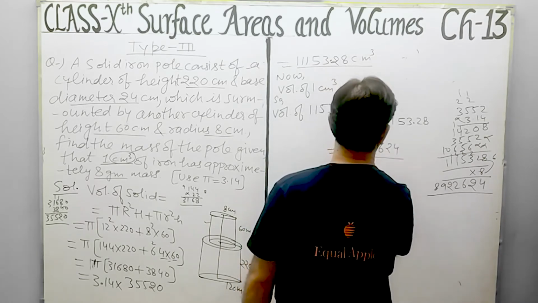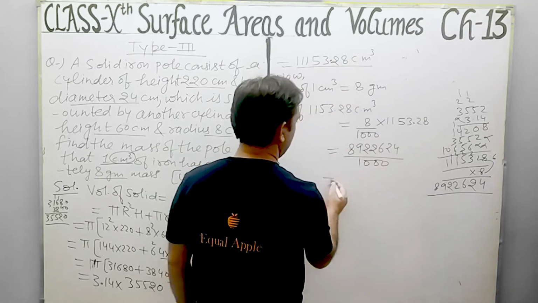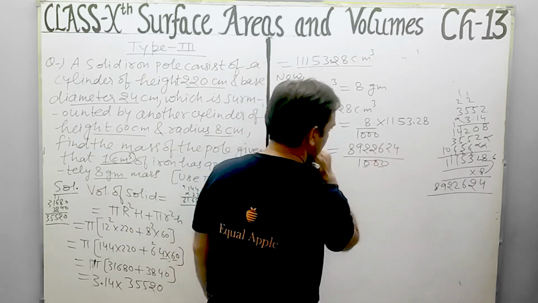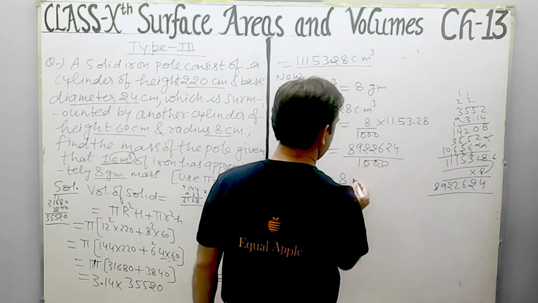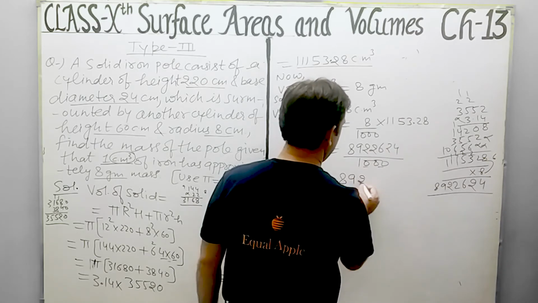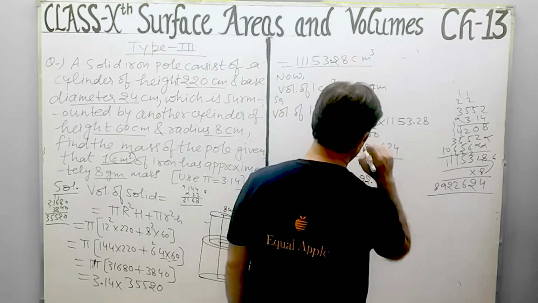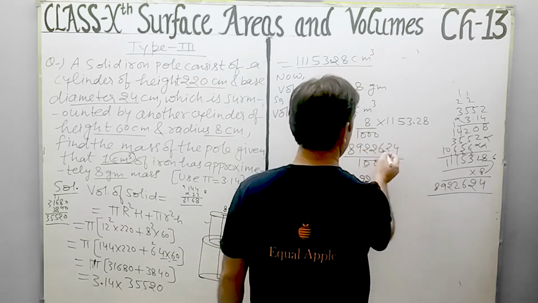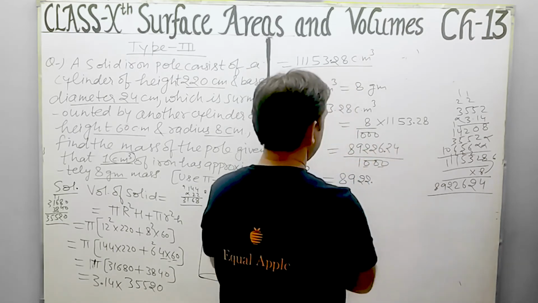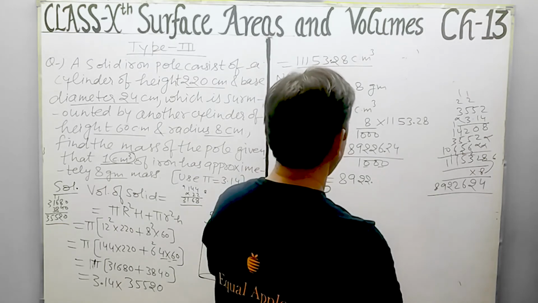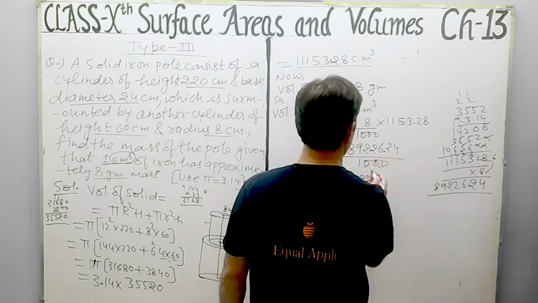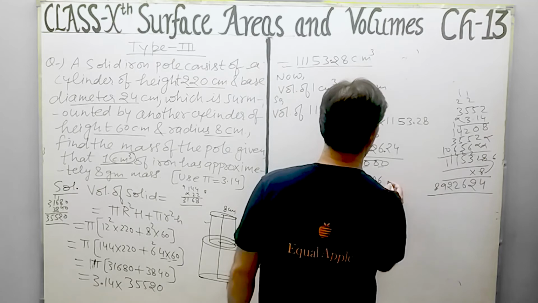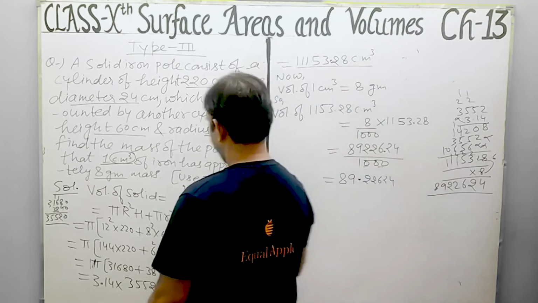22624 divided by 1000. So in the denominator this is 1000 with 3 zeros, so we can take the point after 3 places in the numerator, that will be 8922 point, and here the point is also coming, so it will come after 3 places. So here we can see the answer will be 1, 2, 3, it will be 89.22624. We can check.